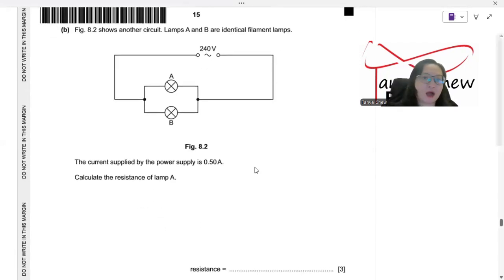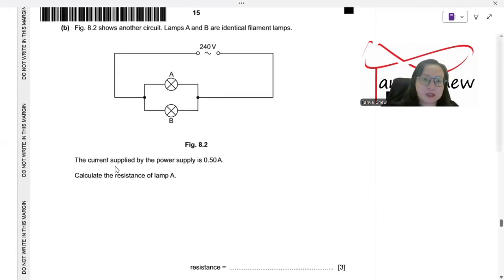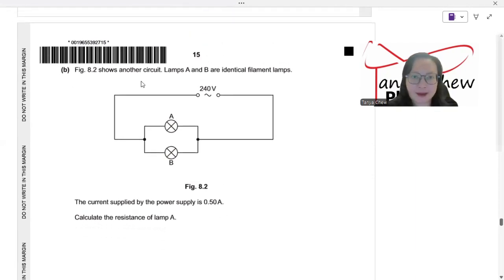Now the next one, B. Fig 8.2 shows another circuit. Lamps A and B are identical filament lamps. The current supplied by the power supply is 0.5 ampere. Calculate the resistance of lamp A. Lamps A and B are identical lamps, meaning to say that they have the same resistances.